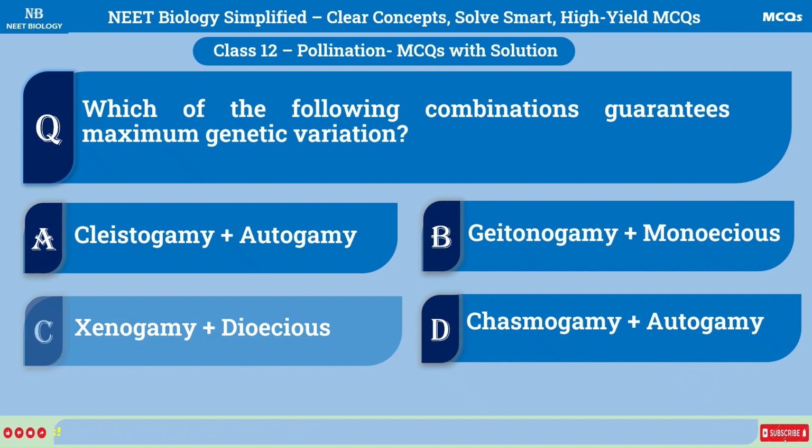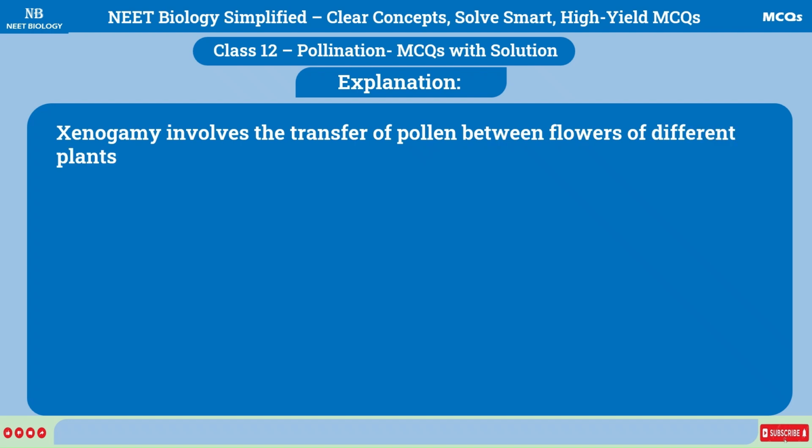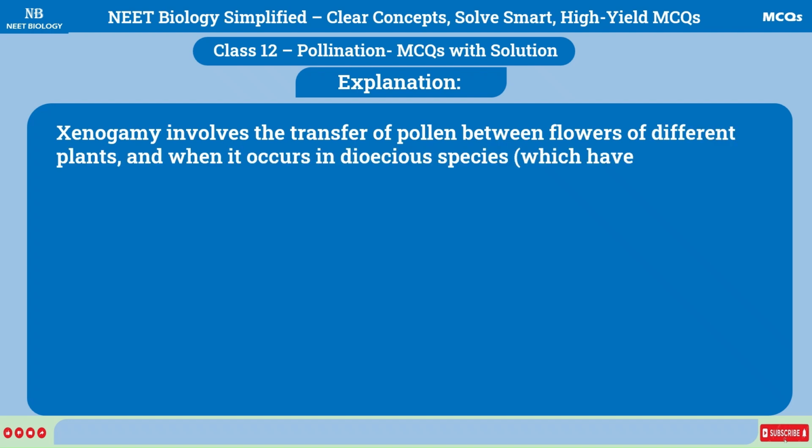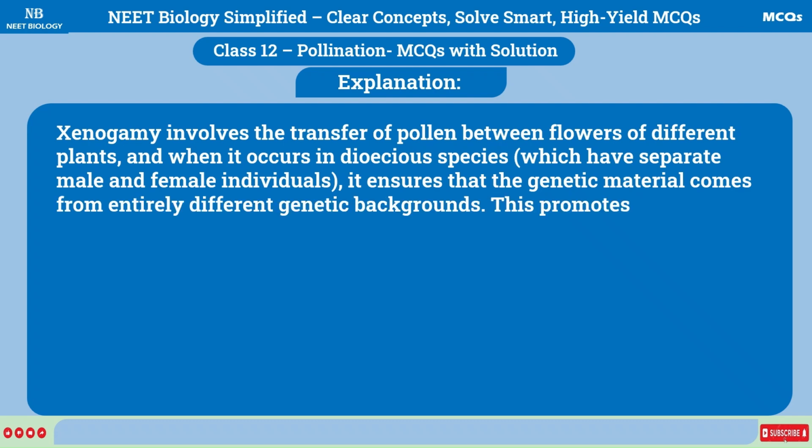Correct answer is C. Xenogamy plus dioecious. Explanation. Xenogamy involves the transfer of pollen between flowers of different plants, and when it occurs in dioecious species, which have separate male and female individuals, it ensures that the genetic material comes from entirely different genetic backgrounds. This promotes the highest level of genetic variation.